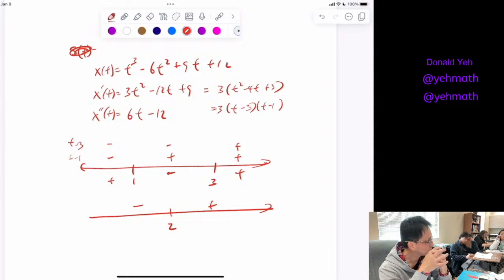What's the second number line you're taking out? Acceleration. Well, why do you split it at 2? Because 2 is where it goes to 0. 2 is a critical point. Oh. This is a very good question.